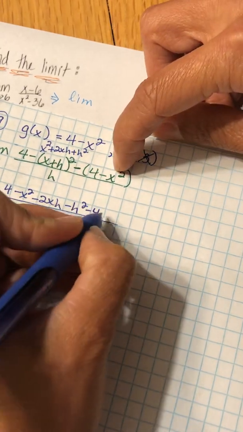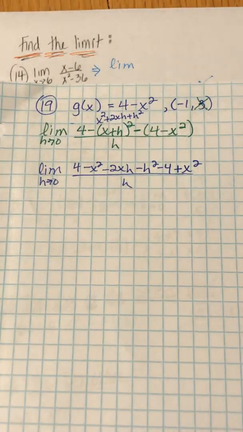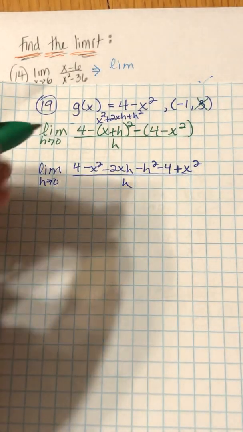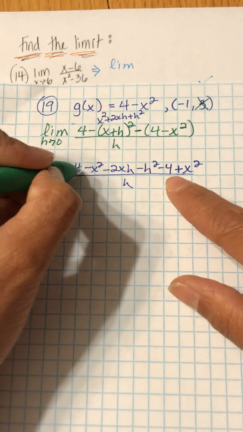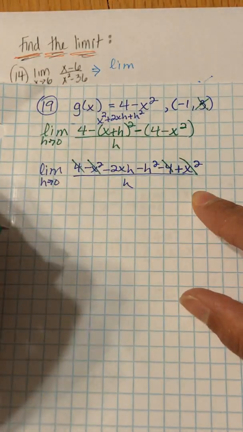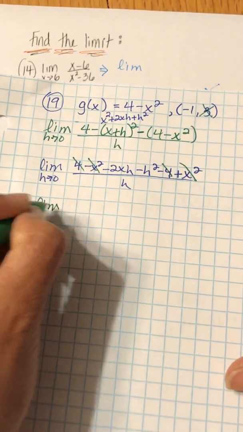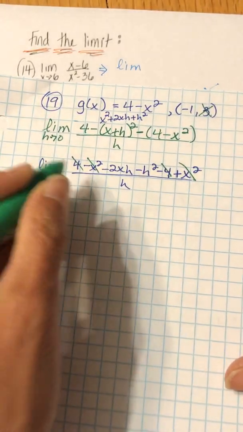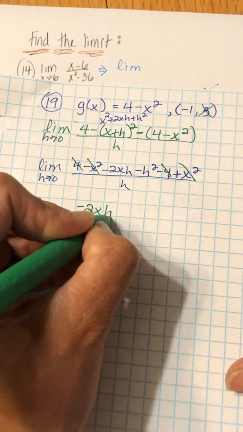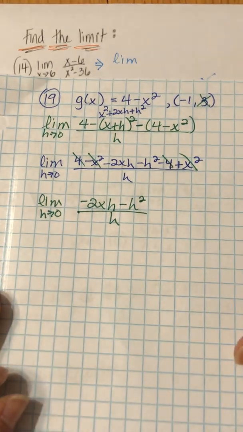Negative times negative x squared is a positive x squared. And now we can go through and cancel stuff out and get a little cancel happy. So I have positive 4, negative 4, negative x squared and positive x squared, and then I'm down to this. Okay, so I have the limit as h approaches 0 of negative 2xh minus h squared all over h.